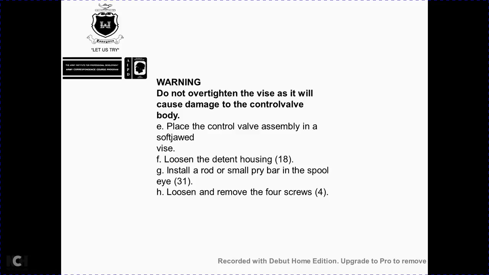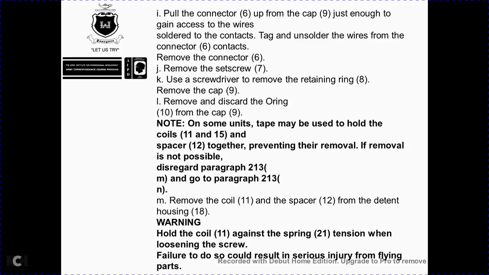Warning: do not over tighten the vise, or you may damage the control valve body. Place the control valve assembly in the soft jaws of the vise. Loosen the detent of the housing 18, and push the rod and spool with a small pry bar. Loosen the four screws 4. Pull the wire out of the cap just enough to gain access to the wire soldered to the contact. Unsolder the wire from connector 6. Remove the connector 6. Remove the set screw with a screwdriver.